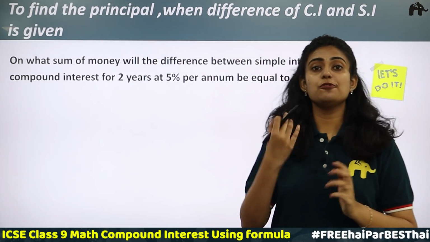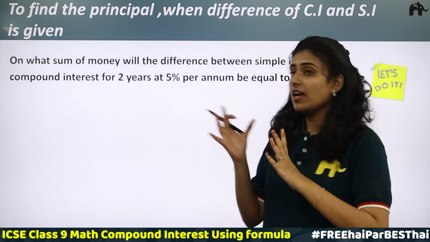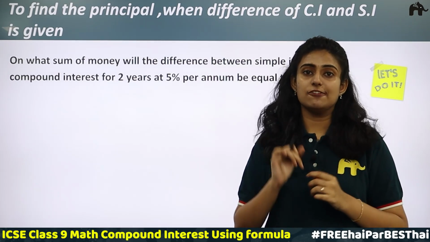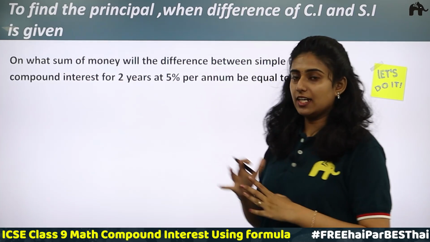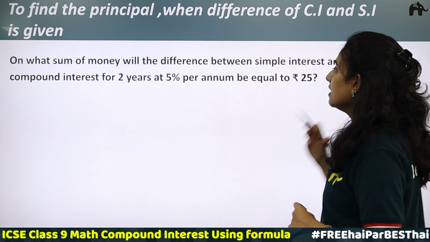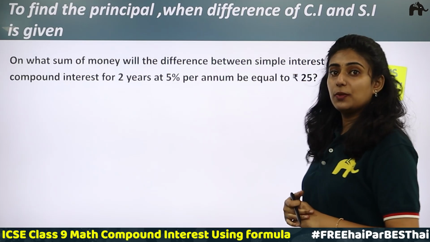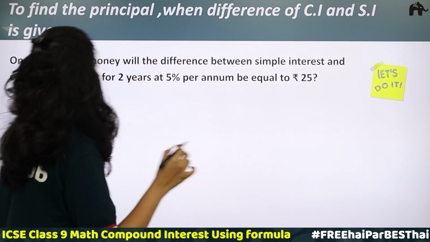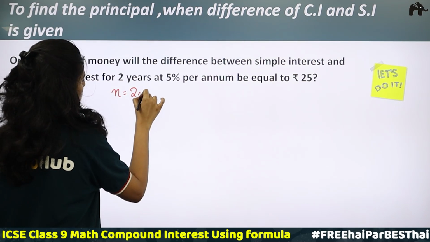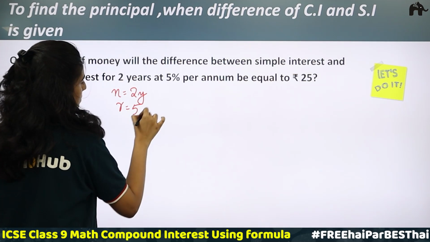We have studied how to find the amount when principal, rate of interest and the number of years is given. Here, when the compound interest and simple interest is given, by using their difference, we can find the principal. Let's see how. Here we have taken an example. On what sum of money will the difference between simple interest and compound interest for 2 years at 5% per annum be equal to rupees 25? So here what is given? We are given the number of years, n is equal to 2 years, and the rate of interest, r is equal to 5%.